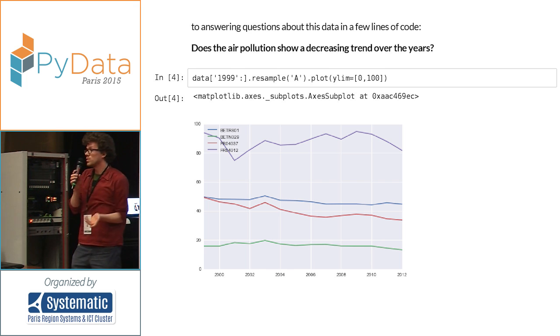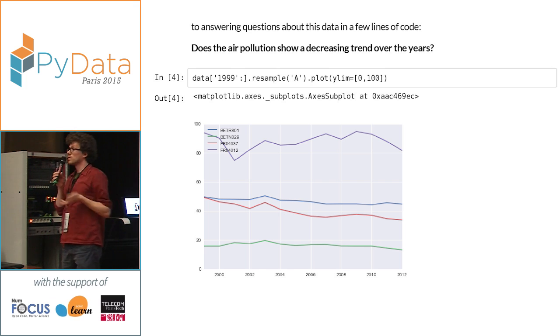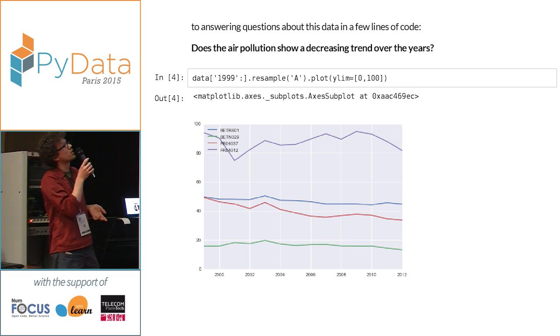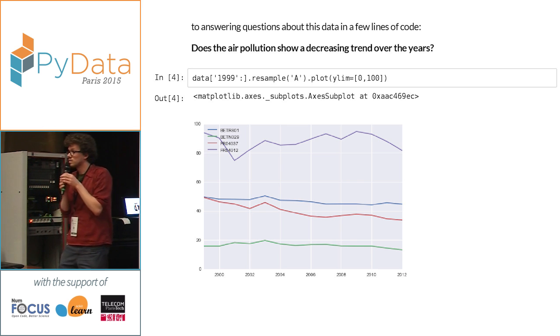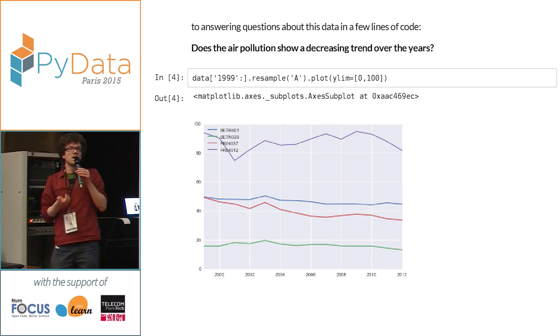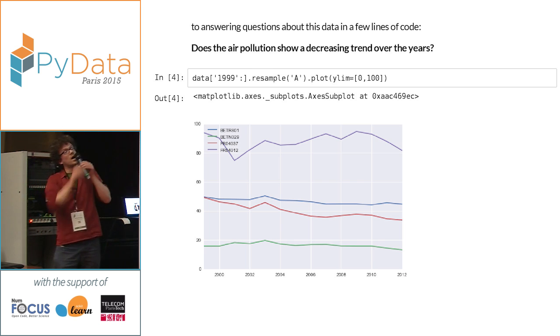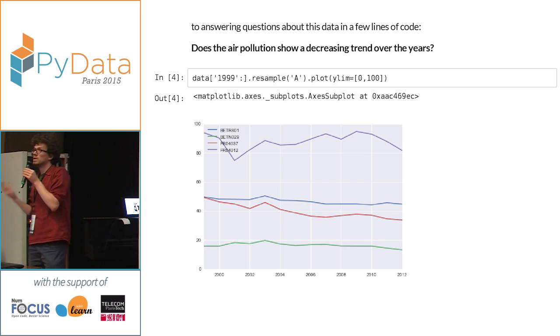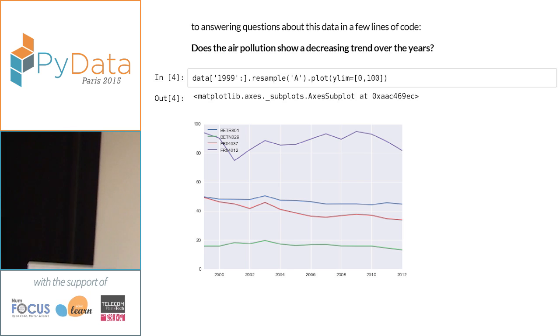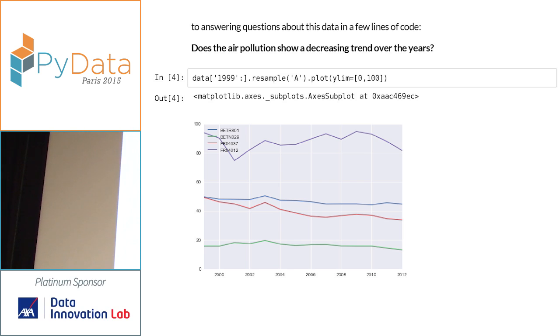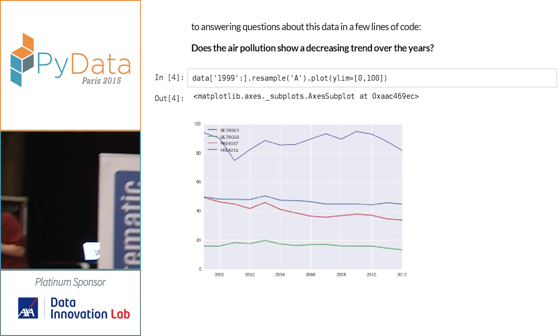And what I want to show is that with Pandas, with just a very few lines of code, you can answer interesting questions about your data. You can gain insight into your data. Just for example, with one line, I want to know, is there a decreasing trend in the yearly averages of the pollution? You see, it's a very small decrease.